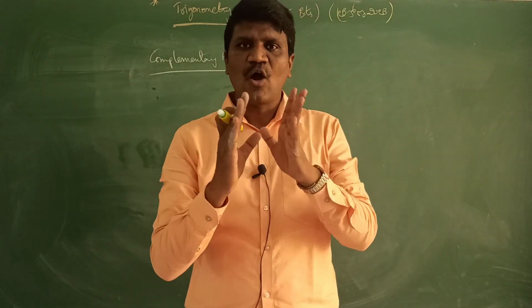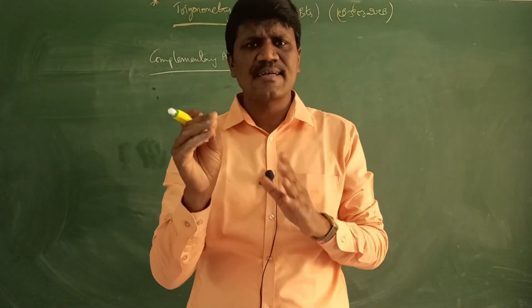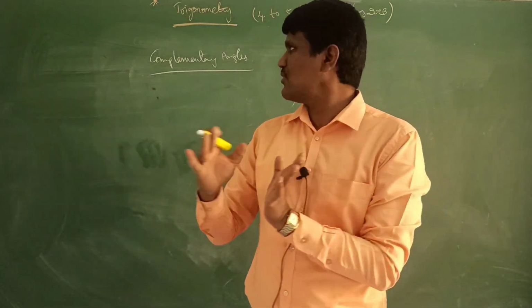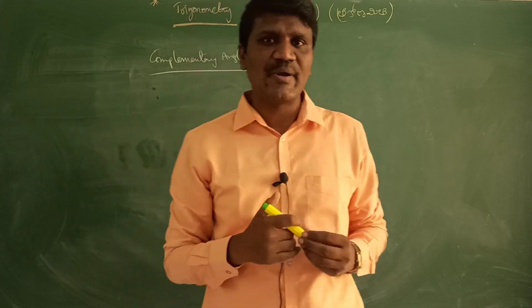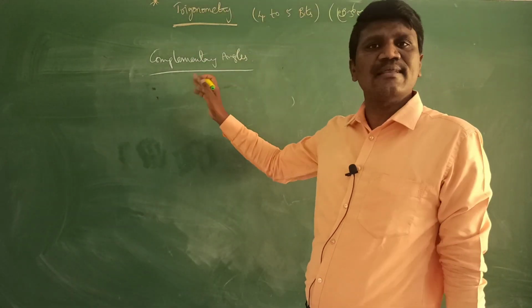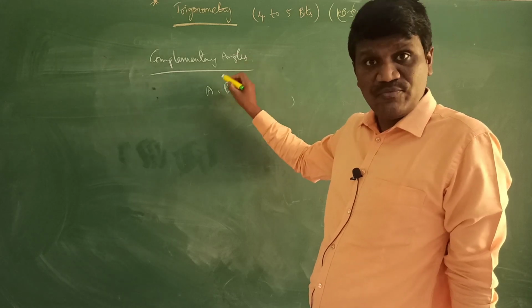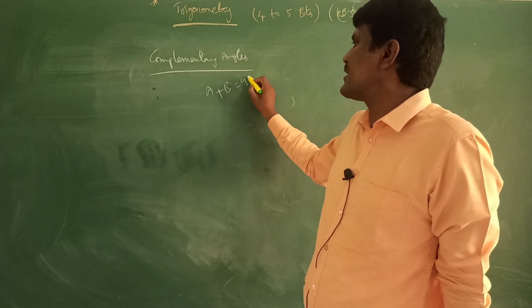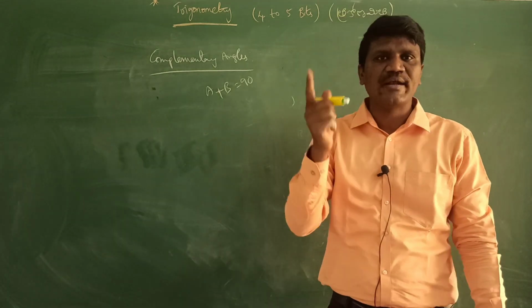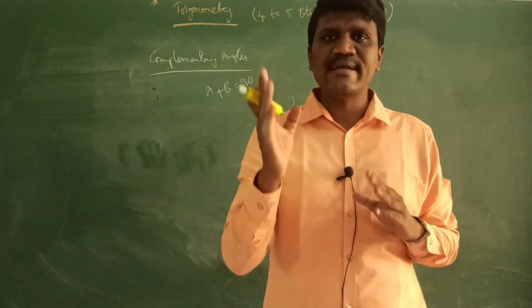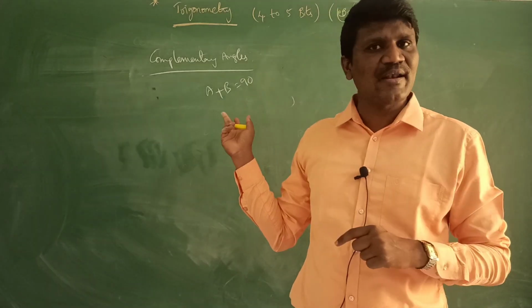Now let us see complementary angles. Actually this is a deleted syllabus, but if any question is asked, let us see very briefly what a complementary angle is. A complementary angle is nothing but, if the sum of two angles is 90 degrees, we can say they are complementary angles. We have already studied in the previous classes, if the sum of two angles is 90 degrees, we say they are complementary angles.